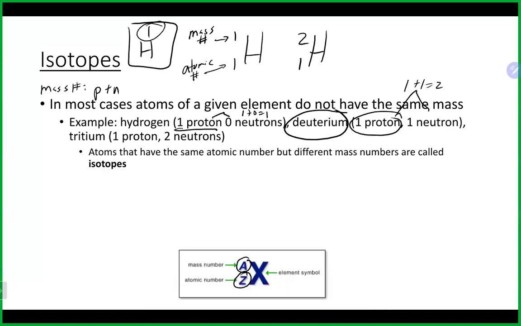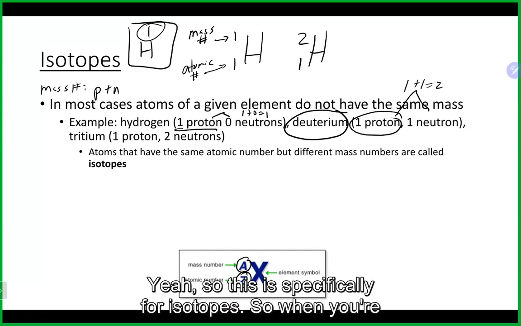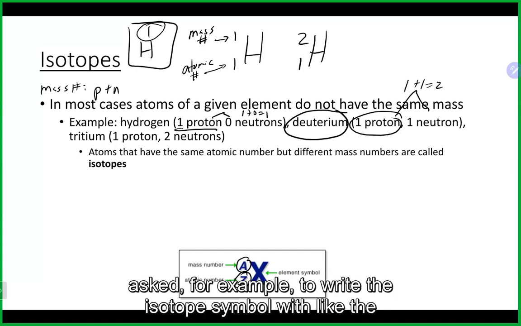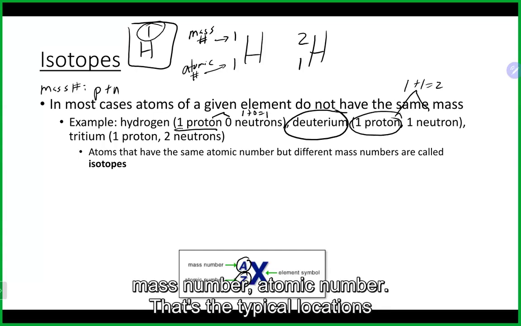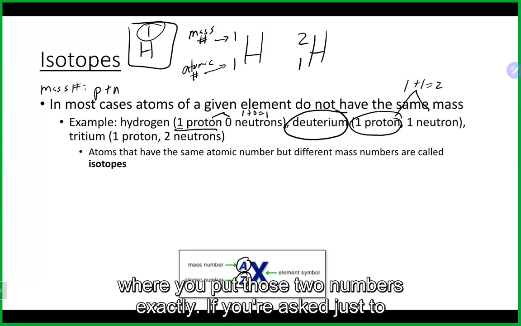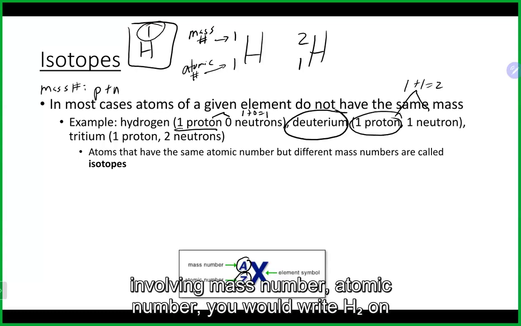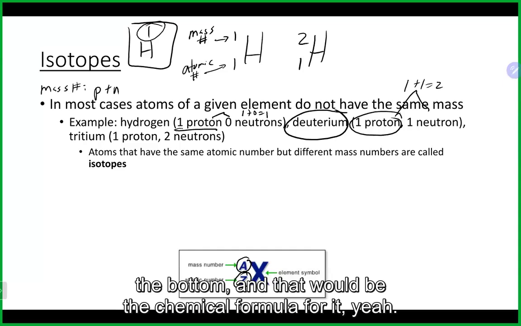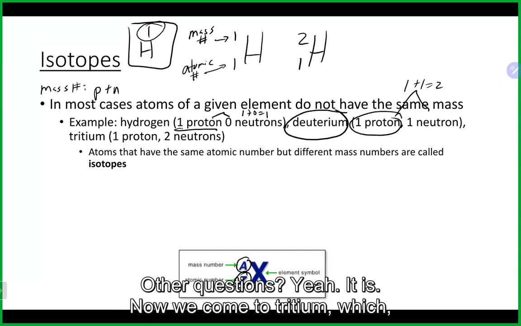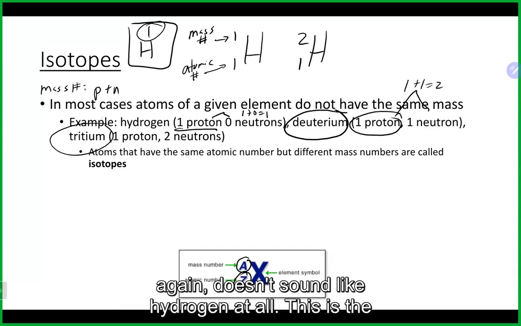Yeah, so this is specifically for isotopes. So when you're asked, for example, to write the isotope symbol with the mass number and atomic number, those are the typical locations where you put those two numbers. Exactly. If you were asked just to write hydrogen, for example, the symbol not involving mass number or atomic number, you would write H2 on the bottom, and that would be the chemical formula for it. Other questions?